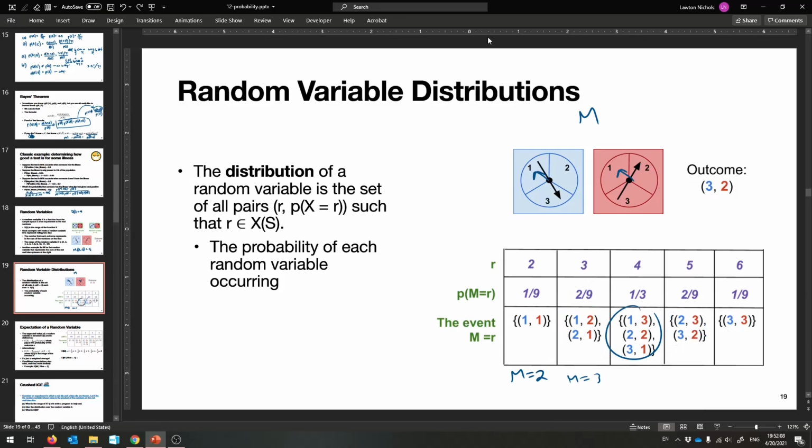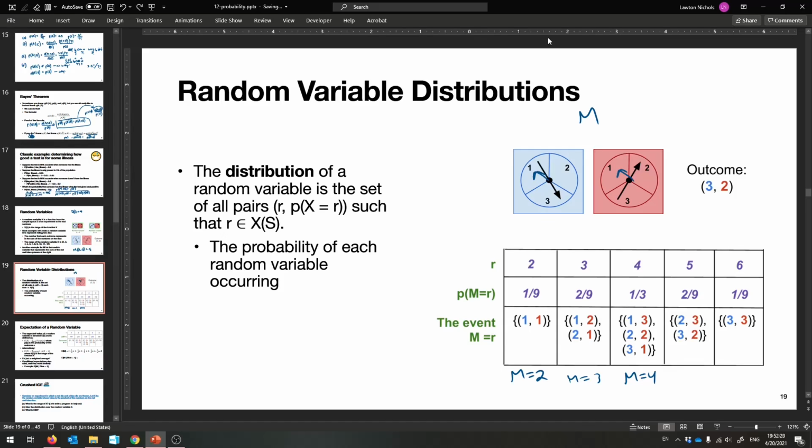Apparently it's very easy to make 4, because there's a lot of ways to do it. 1, 3, 2, 2, and 3, 1. Those sum to 4. This is M equals 4 for the random variable, and it happens 1/3 of the time, because you have 3 over 9 possibilities total. That's not too bad, I hope.